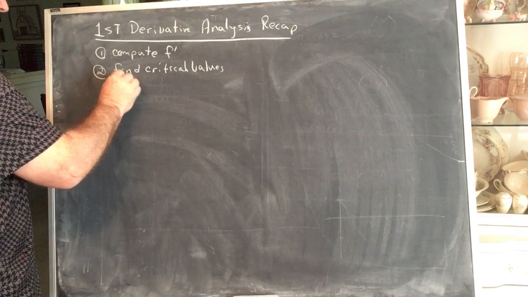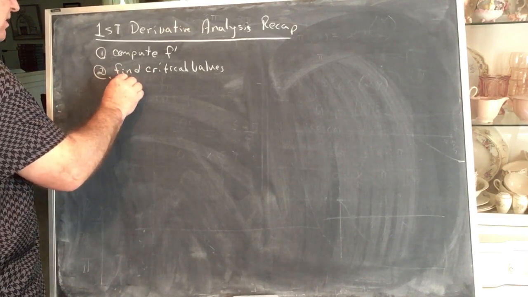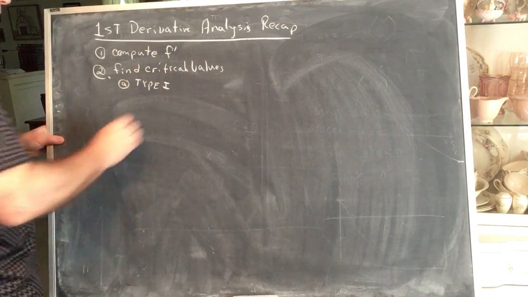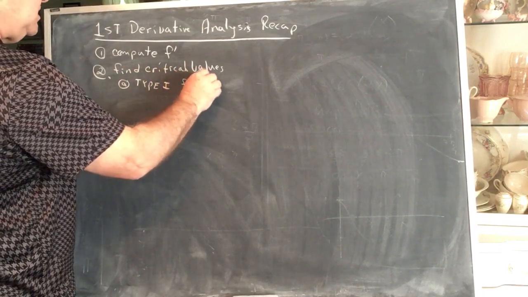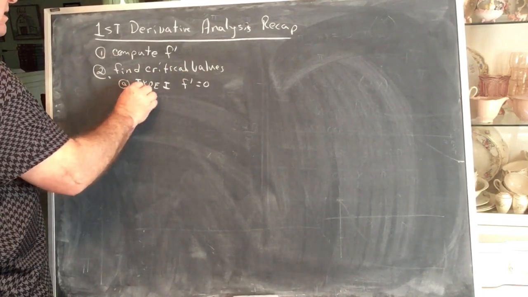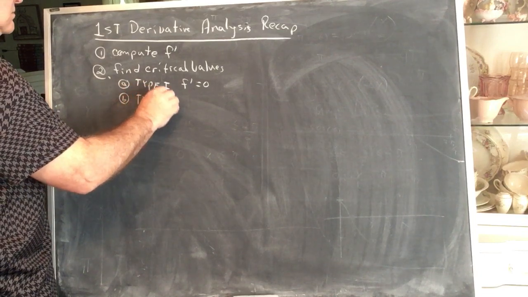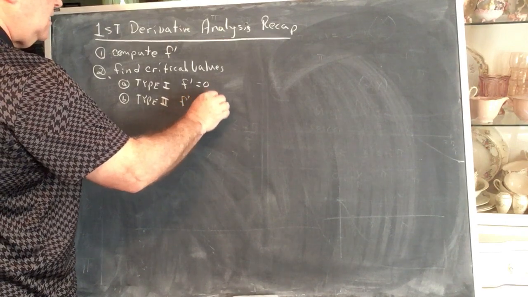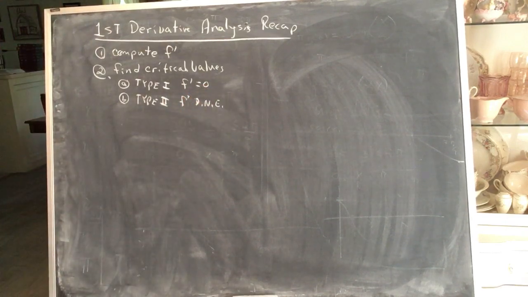Find the critical values. Now that would include the two types. We would have type 1. Type 1 is where the derivative is equal to 0. Type 2 is where the derivative does not exist. Remember that there are certain types of functions for which there are no type 2.